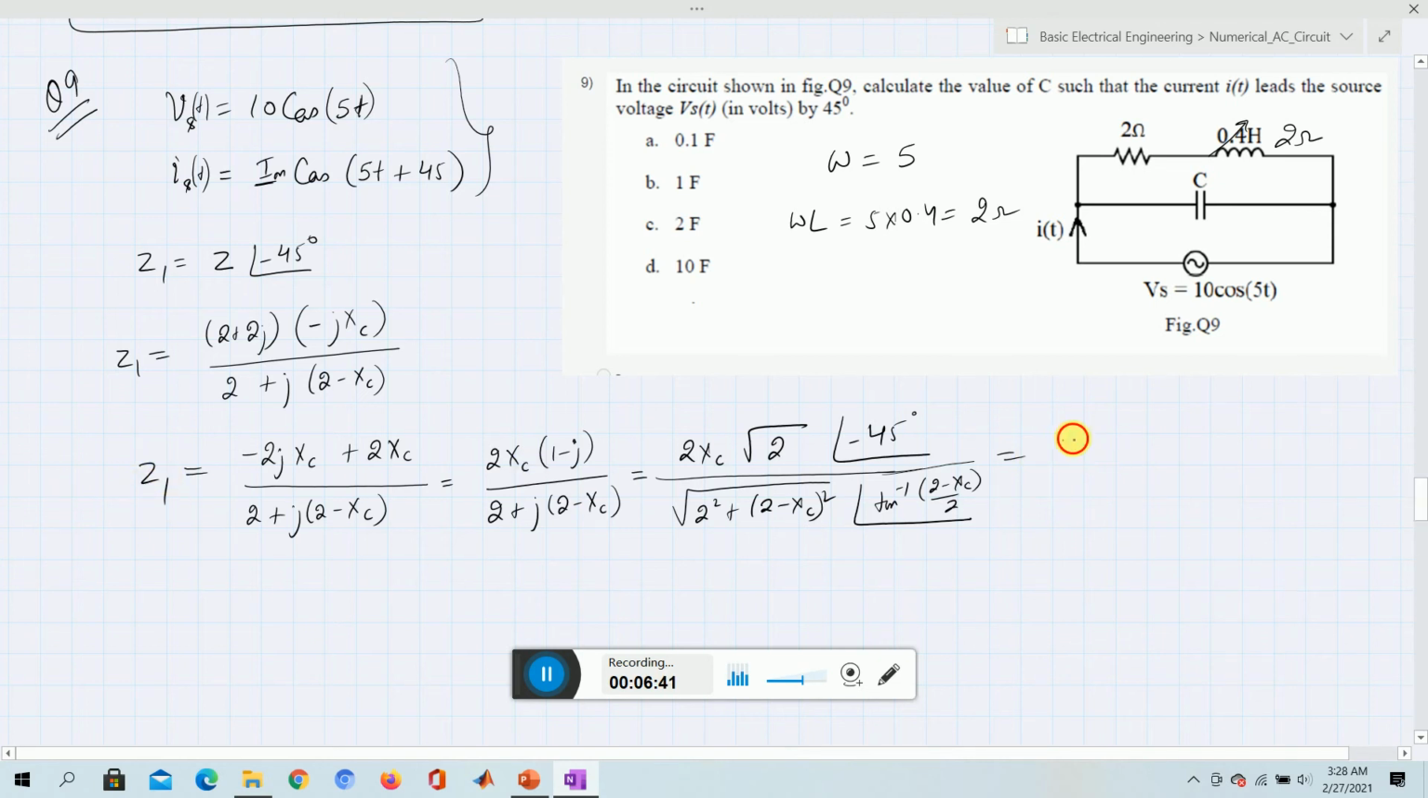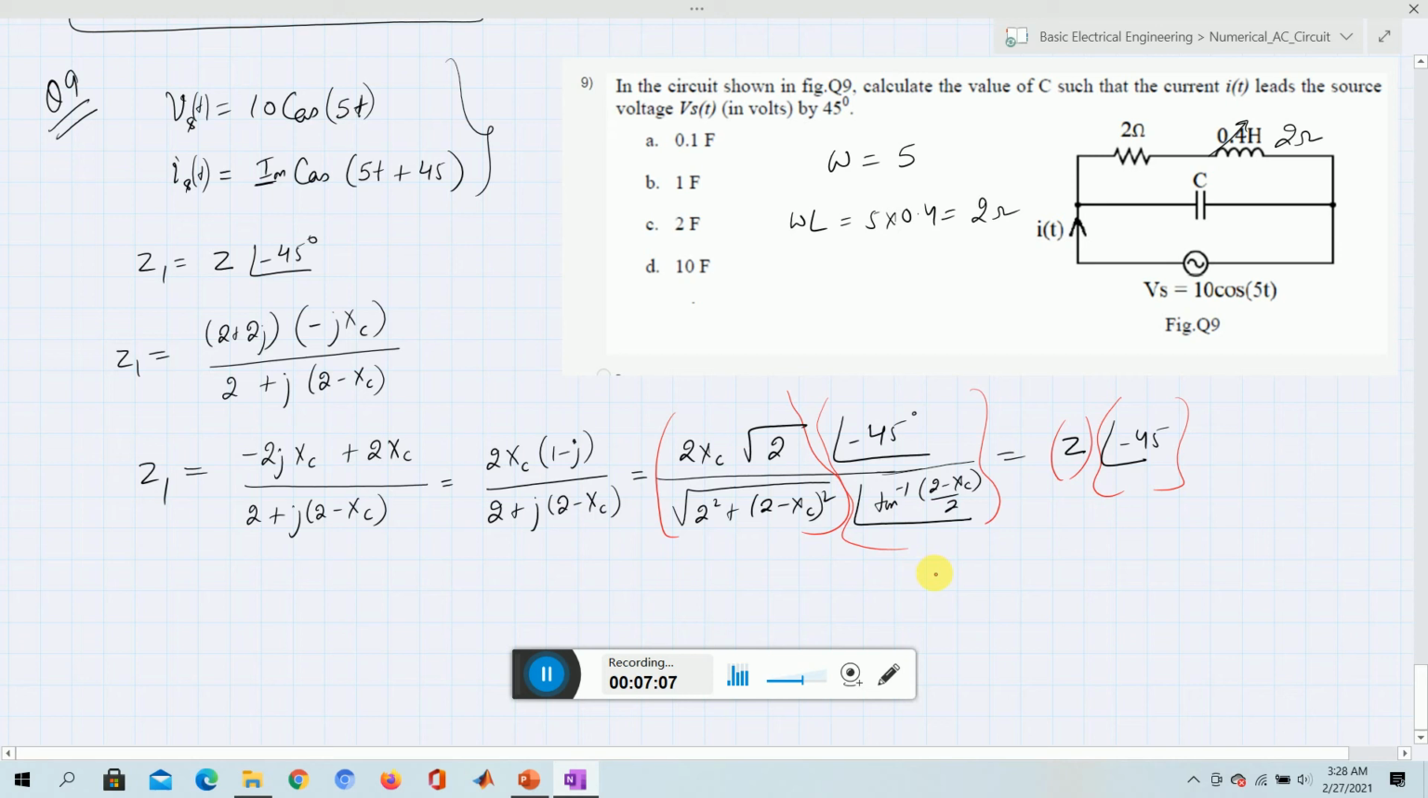It is nothing but some value of Z angle minus 45 degree. So what we can do is we can have a relation between them, that this magnitude part will be equal to Z, and this angular part will be equal to 45 degree. So by doing this relation, this 45 degree is already cancelled, and this will give us one value.